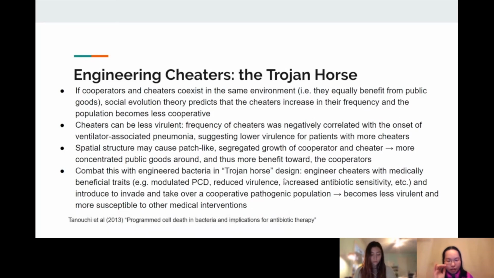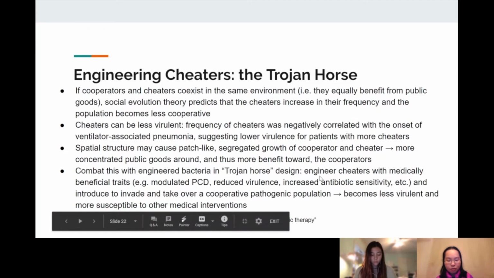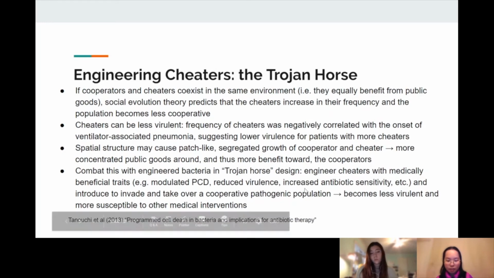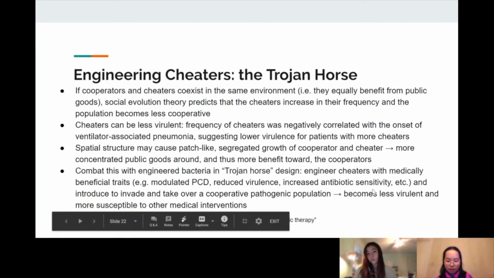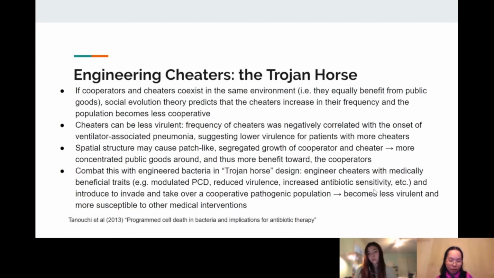Let's say that these cheaters are cells that you engineered, which have medically beneficial traits. So there's a couple of medically beneficial traits. We're going to concentrate on reduced virulence and increased antibiotic sensitivity. So reduced virulence, it doesn't cause disease as much. Increased antibiotic sensitivity, it's more sensitive to antibiotics, so it gets killed more easily by antibiotics.